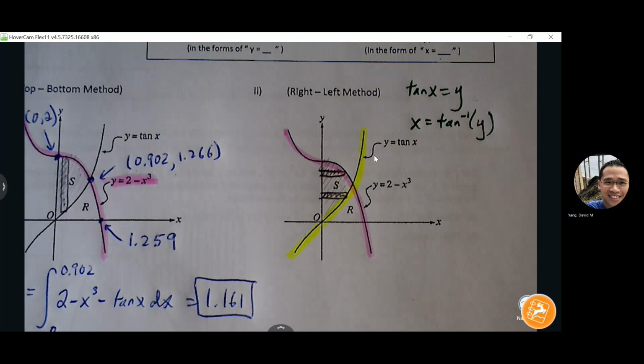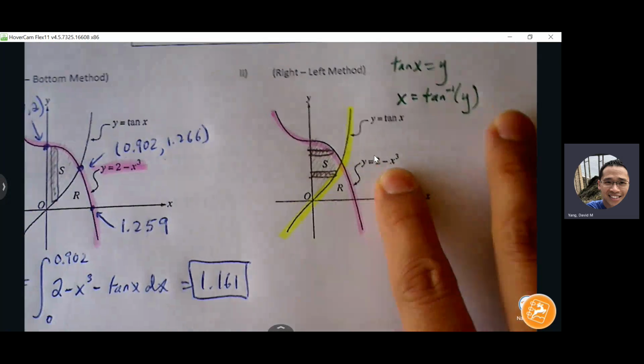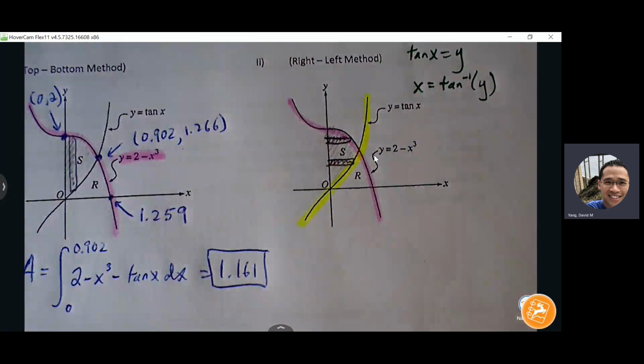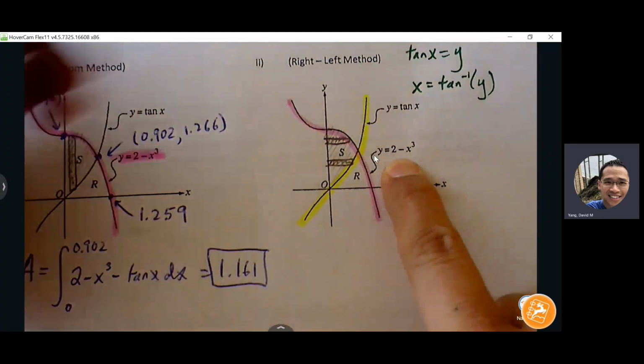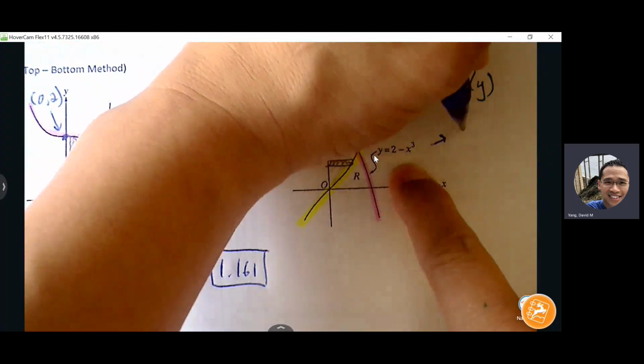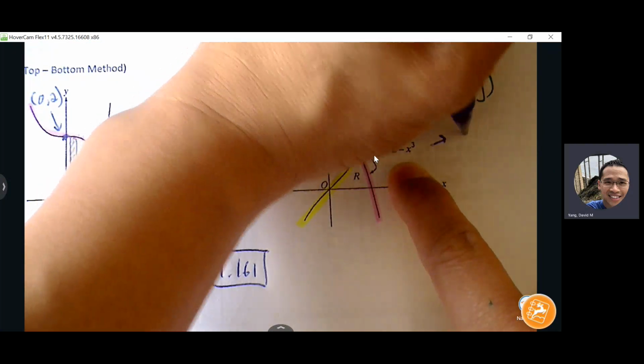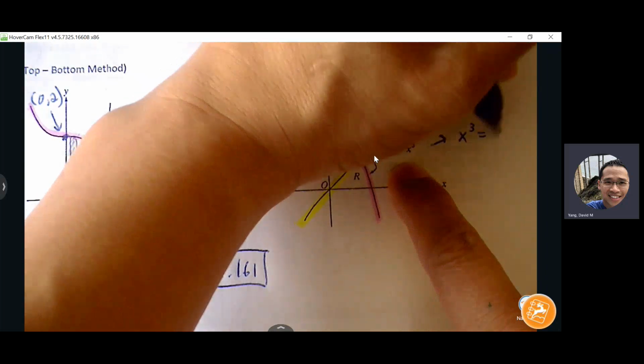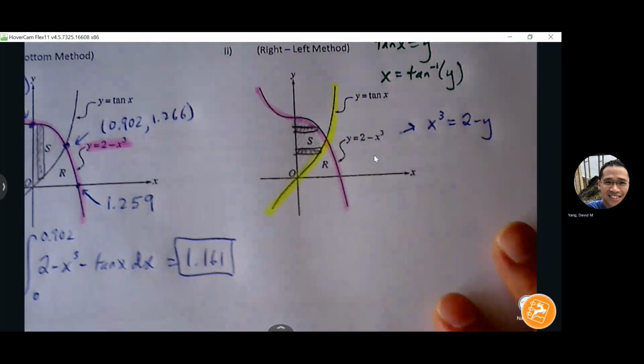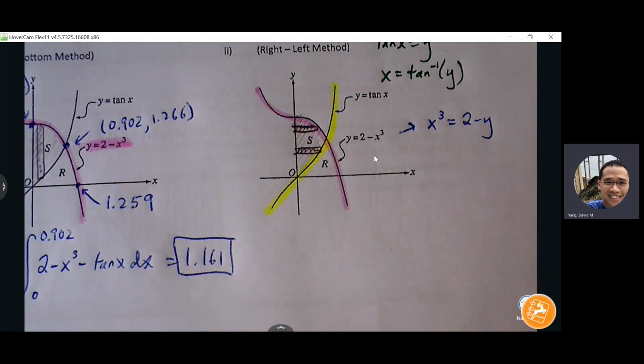Now we also have to rewrite this equation, right? This Y equals 2 minus X cubed is not suitable for right minus left. It's perfect for top minus bottom, but it's not in the correct form for right minus left. So we need to solve for X. If I move that X cubed over to the left side, I get X cubed is equal to 2 minus Y. And if I want to solve for X, what can I do? Take the cube root.